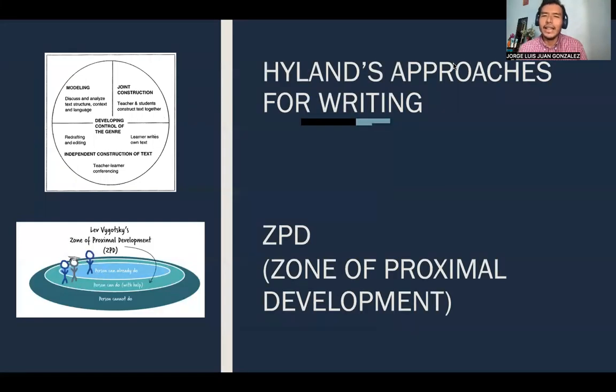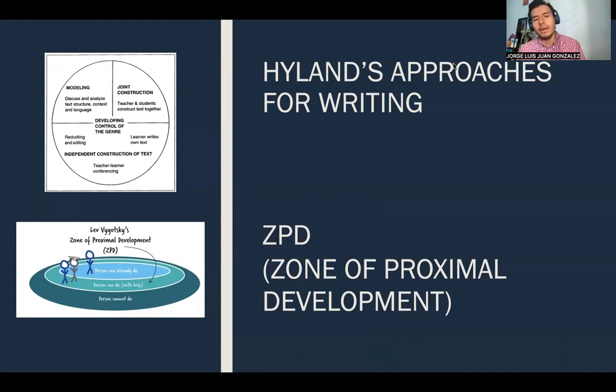Then we have Hyland's approaches for writing. Ken Hyland defined writing as the process where a person selects, develops, arranges, and expresses ideas in units of discourse. It is important to say that I took several of these ideas and adapted them into my planning, such as creativity, organization, etc.